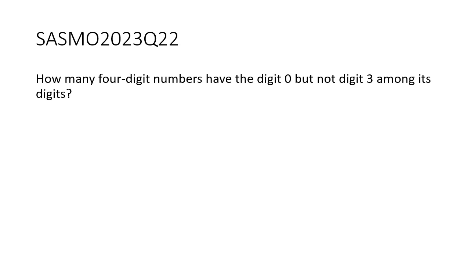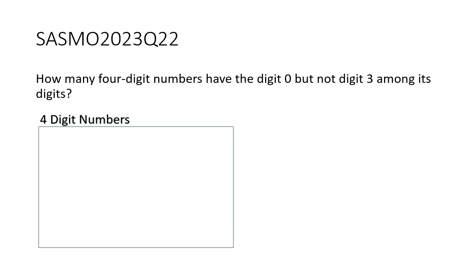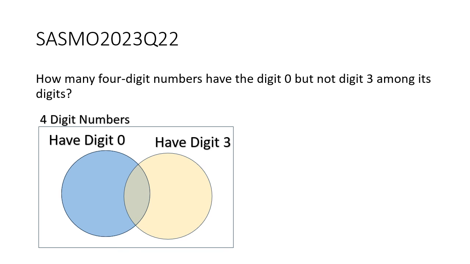Now let's say we have the collection of every 4-digit number. Firstly, we're going to use this set to represent all the numbers that have the digit 0, and this set is going to represent all the numbers that have the digit 3. So this question asks us to find this part, only the blue part. To find that, we can split it up into 2 cases.